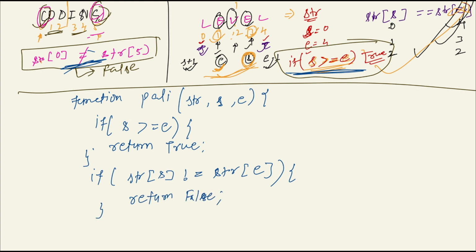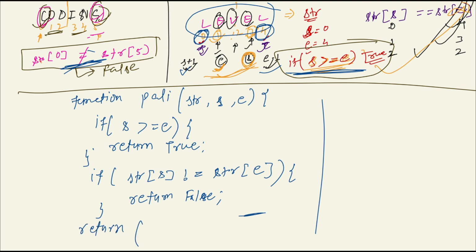One more thing we need to concentrate on: till this statement, we are just checking the first index and the last index. So we have to increase the value of start as well as decrease the value of end, and then again compare the string. So we just call return, and here we will call recursively. We will write palindrome and pass the string, and the value of start will be start plus 1 and end will be end minus 1, because we are decreasing the value of end.